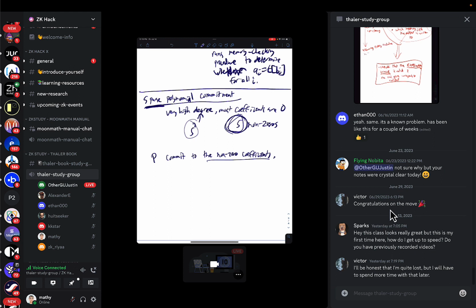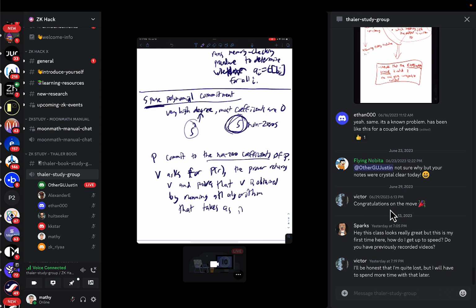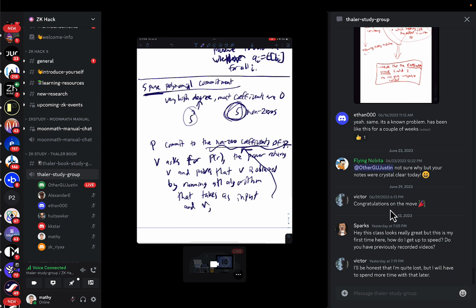Okay, and then in a polynomial commitment scheme, when the verifier asks, let me call the committed polynomial P. When the verifier asks for P of r, the prover returns the claimed value of P of r, let's call it v, and proves that v is obtained by running an algorithm that takes as input the non-zero coefficients of P and r, and computes P of r. Okay, and this is what we're going to talk about next week.